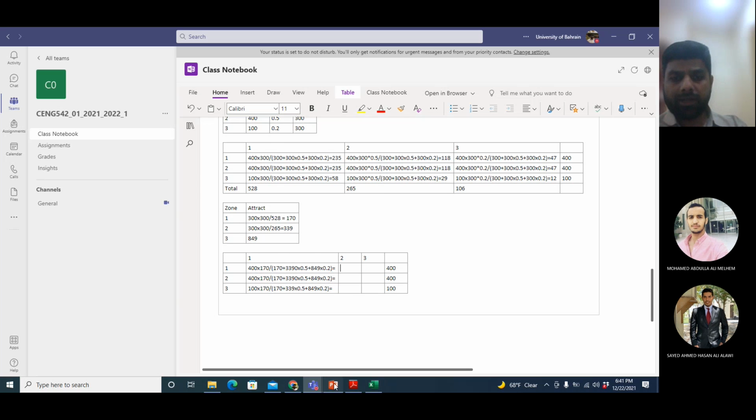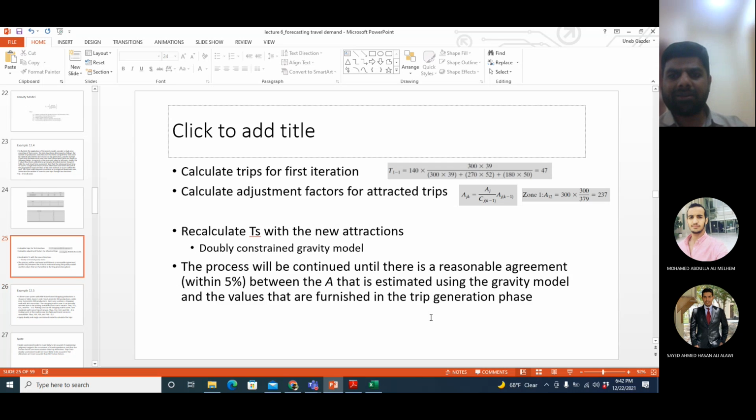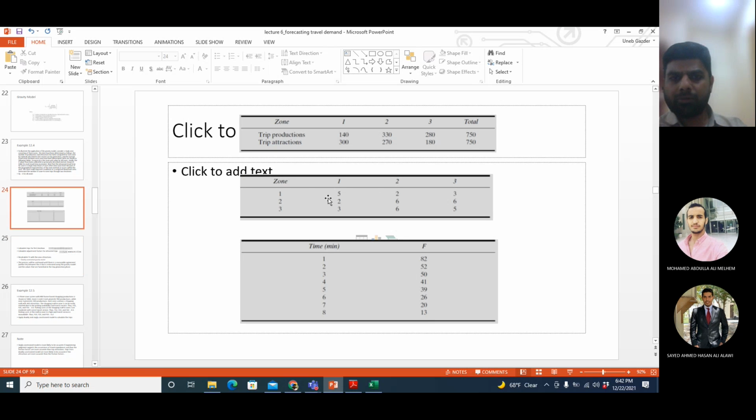Okay, so you calculated the points in this problem. What we were trying to do is calculate the first iteration, singly constrained. The first iteration is singly constrained: you match the productions. In the second iteration, you are trying to match the attractions. Now the difference between this example and the previous example is the F values. In the previous example, F values were related to the travel time. If the travel time for zone 1 and zone 1 is 5 minutes, then the F factor is this much.